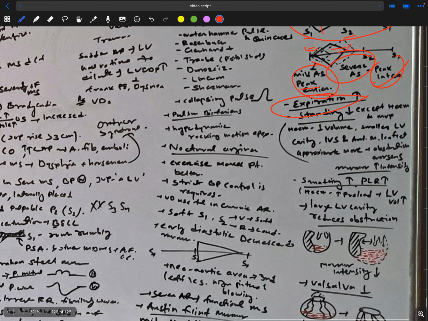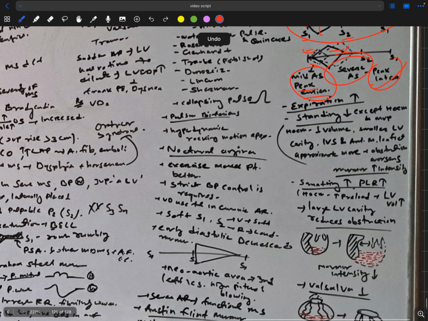On expiration, the murmur intensity increases, because all left-sided murmur intensity increases on expiration. On standing, murmur intensity decreases. All valvular heart disease murmurs decrease on standing because there is a decrease in preload, except HOCM and MVP, which are exceptions, opposite to all the other valvular heart disease murmurs. On standing, there is decreased volume inside the left ventricle, or the preload is decreasing, which leads to a decrease in intensity of all the murmurs, except HOCM and MVP.